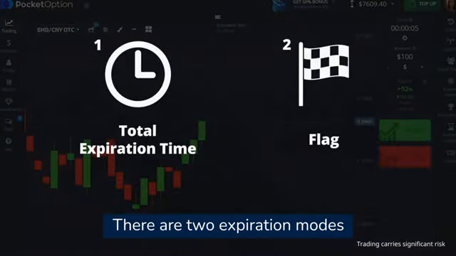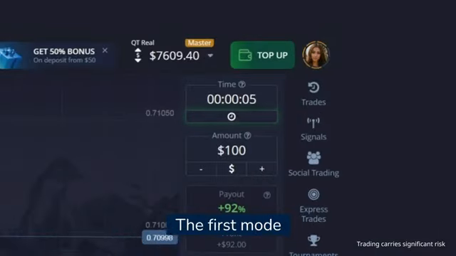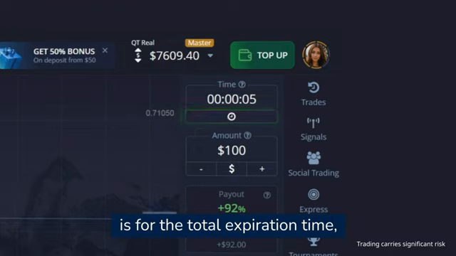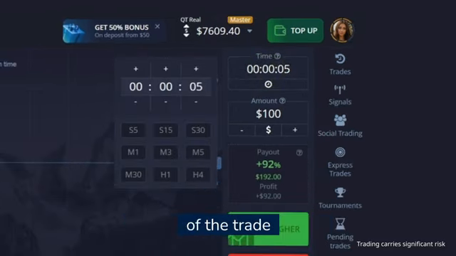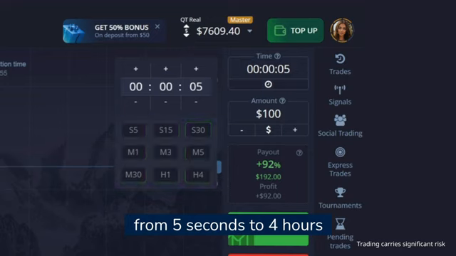There are 2 expiration modes on Pocket Option. The first mode is for the total expiration time, which shows the duration of the trade. You can open trades from 5 seconds to 4 hours.